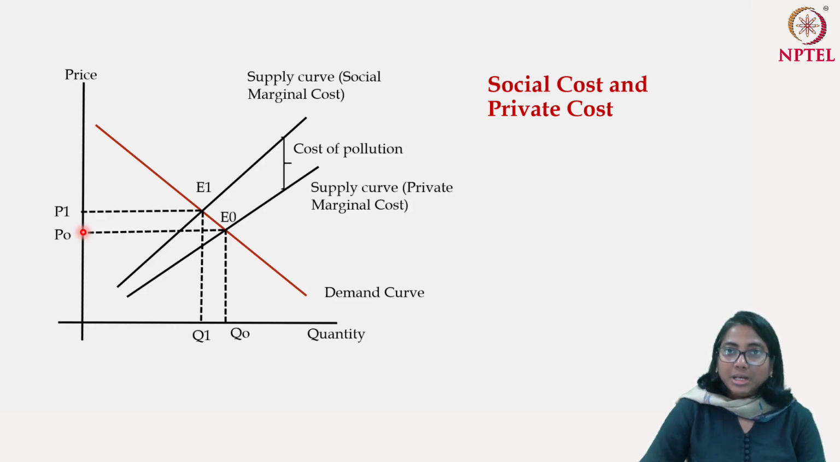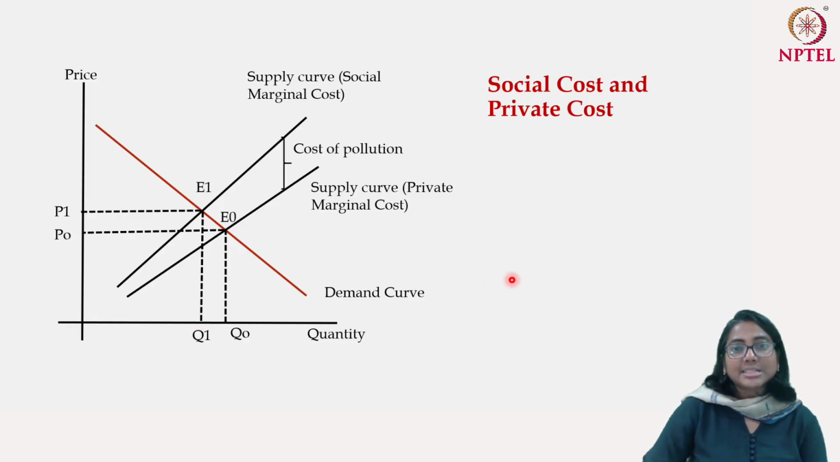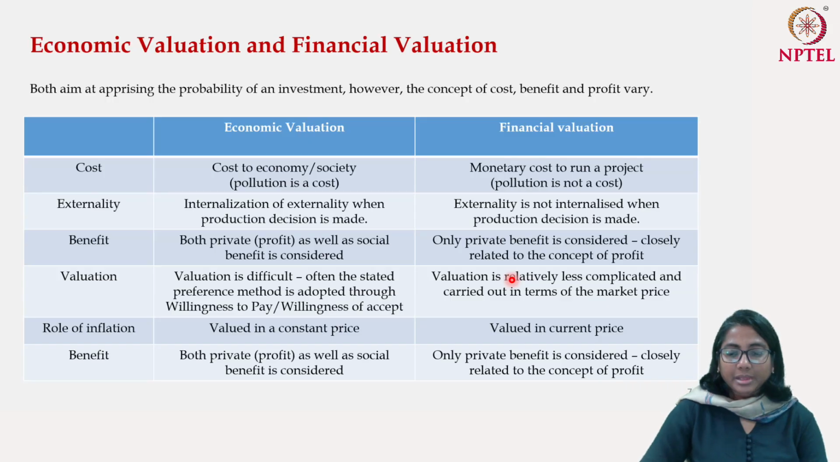When you go for the social marginal cost curve, it also includes the cost of pollution. As a result, the price of the output goes up and the production that is supplied in the market reduces, giving rise to a new market equilibrium. So this is the concept of internalization of externality.